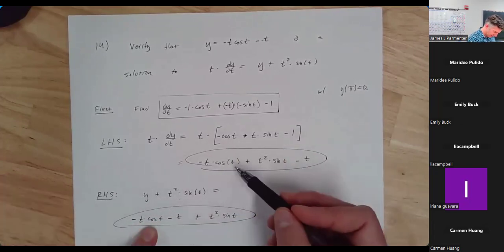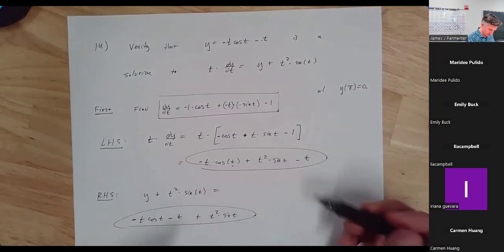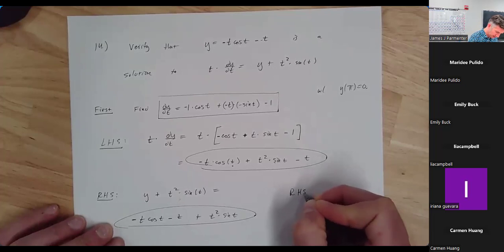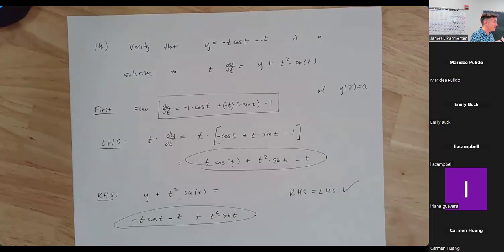Let's see, negative t cosine t plus t squared sine of t minus t. Yep, those are the same. The right-hand side is equal to the left-hand side. And that's all we have to do. We just have to check and make sure that when you actually take whatever derivatives are in there and plug them into each side of the equation, both sides are in fact equal to each other.